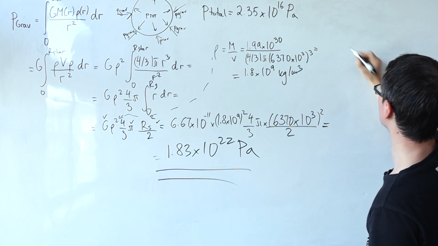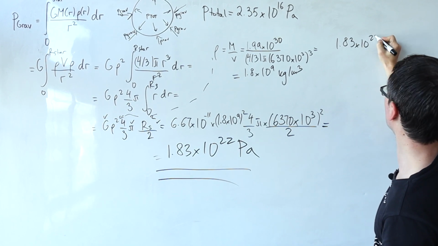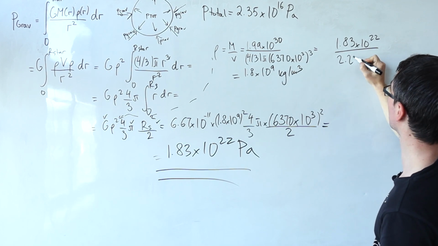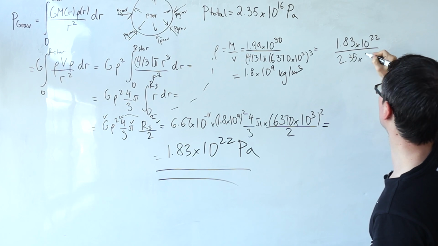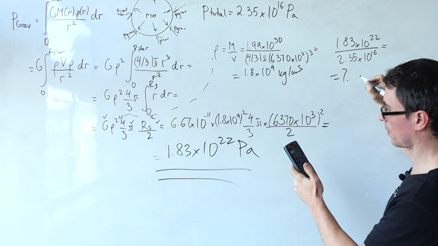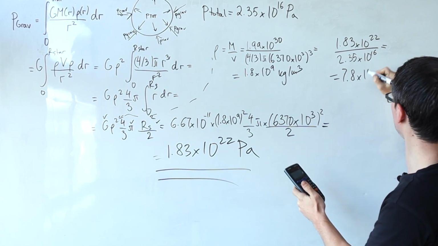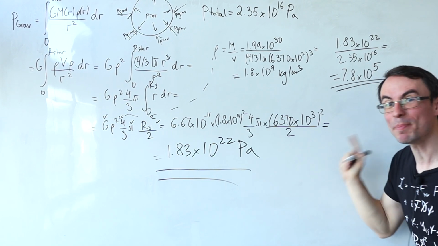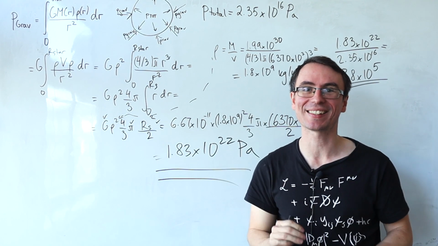So I'm just going to divide those two numbers, 1.83 times 10 to the power of 22, divided by the radiation pressure, which we calculated a long time ago, 2.35 times 10 to the power of 16. That's going to give me around 7.8 times 10 to the power of 5. So it's nearly 1 million times stronger, the gravitational pressure inside of the star.